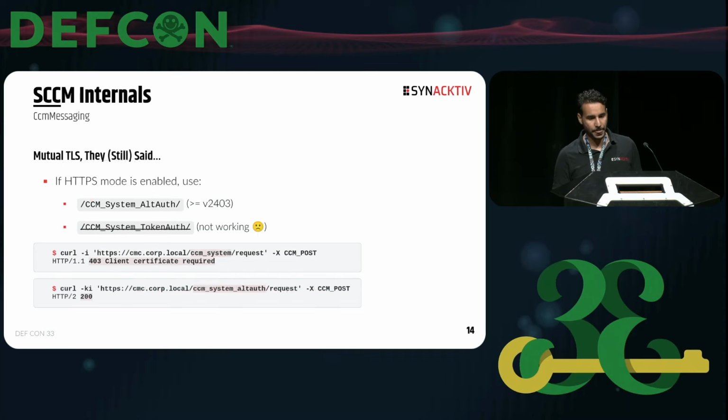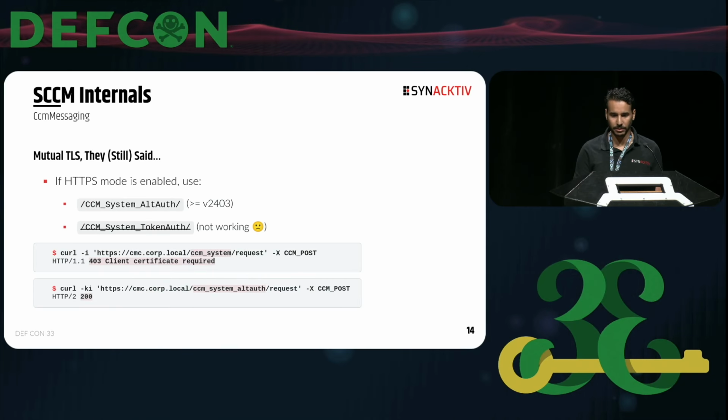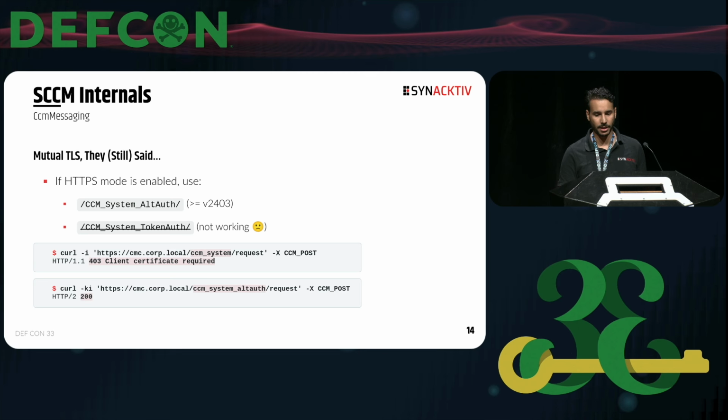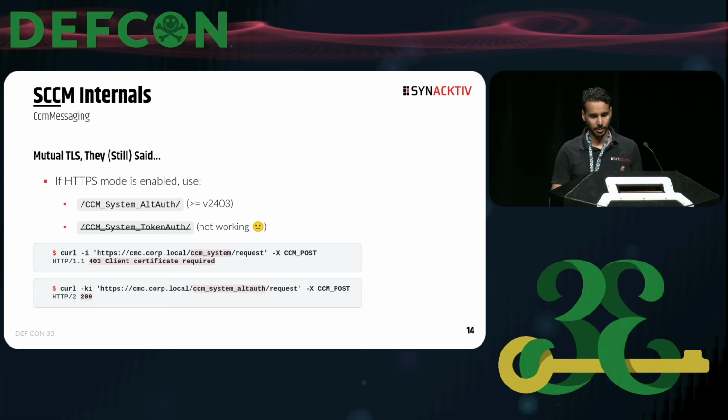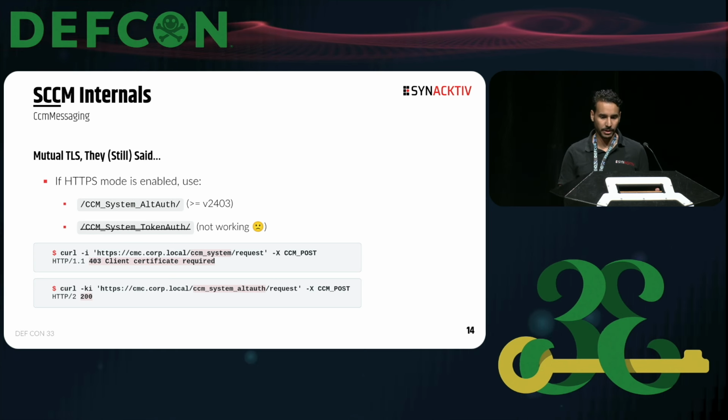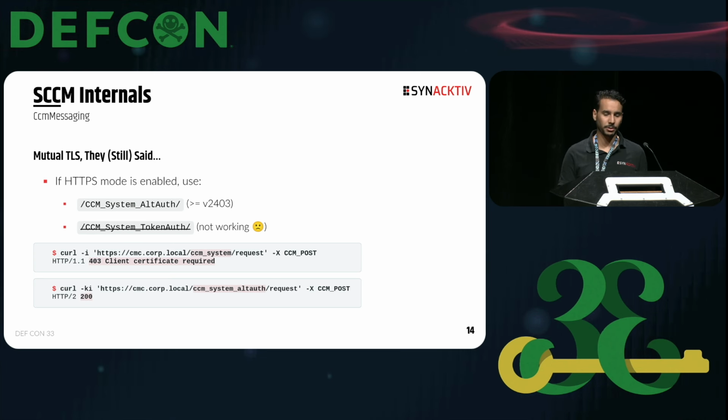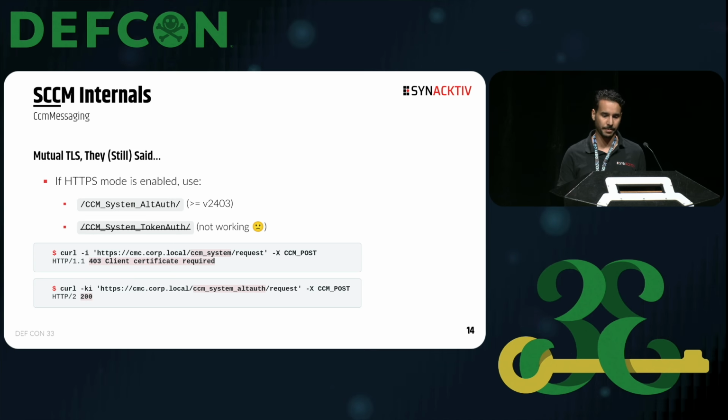And once again, when HTTPS mode is enabled, there is also a trick to bypass mutual TLS for CCM messaging. You need to use the CCM system alt auth entry point to do so. Unfortunately, the other entry point with the token auth doesn't work at this time. And as the alt auth was introduced in a recent version of SCCM, 2403, this bypass won't work in older versions of SCCM.